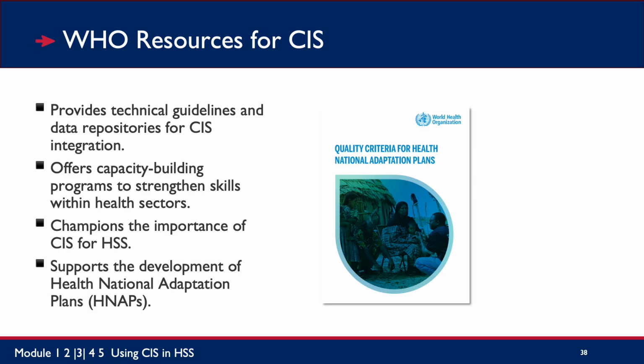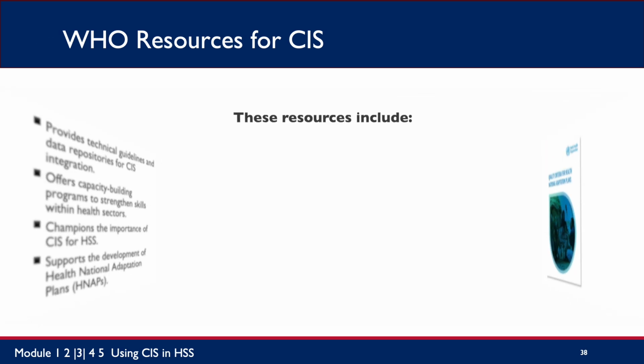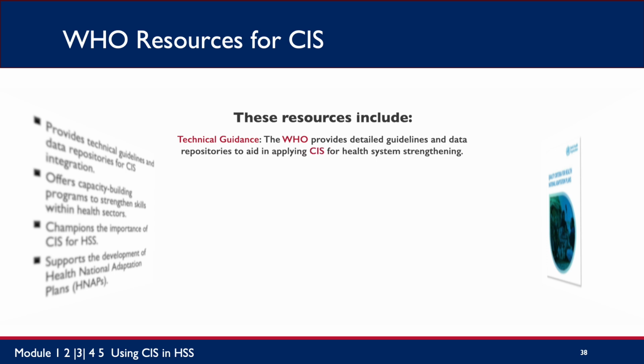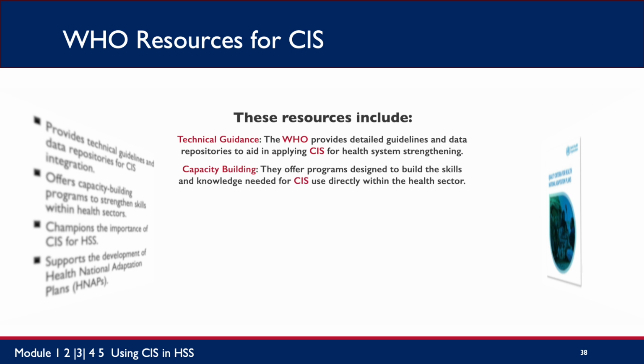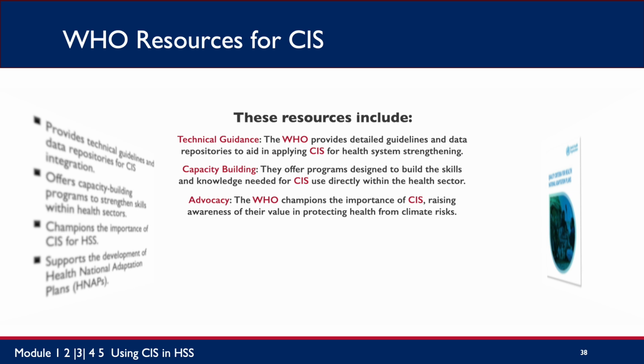The World Health Organization offers a wealth of resources to help sectors effectively integrate climate information services. These resources include technical guidance. The WHO provides detailed guidelines and data repositories to aid in applying CIS for health system strengthening. Capacity building. They offer programs designed to build the skills and knowledge needed for CIS use directly within the health sector. Advocacy. The WHO champions the importance of CIS, raising awareness of their value in protecting health from climate risks.